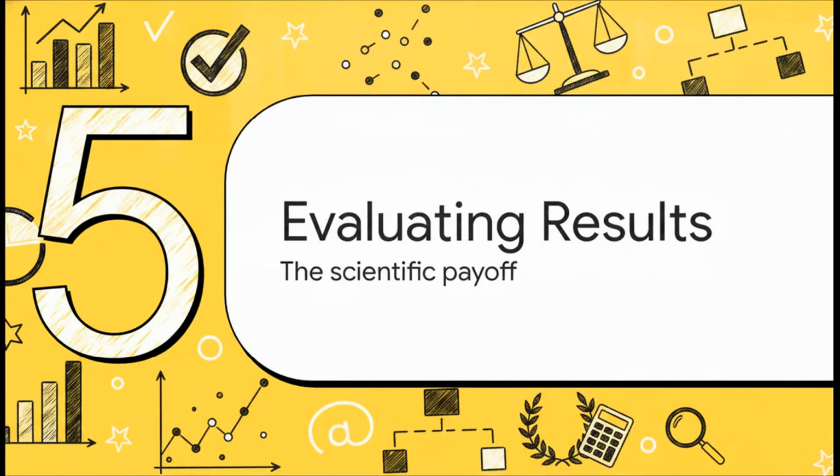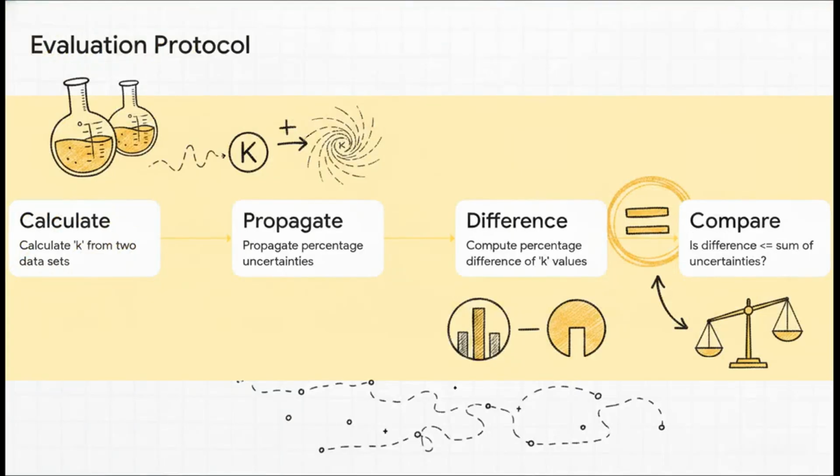Section 5. Evaluating measurement results. This is the climax of the scientist's journey. This is where we mathematically prove if the experiment was a success or a total failure. When it's time to make the call, you step rigorously through this exact protocol.